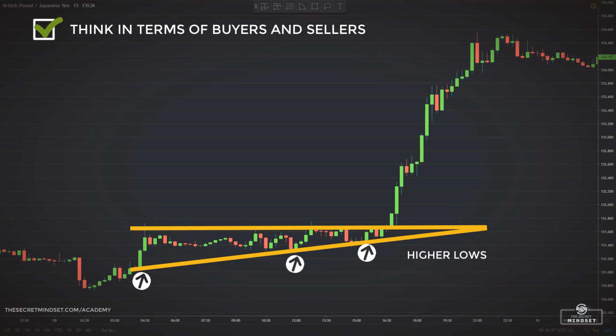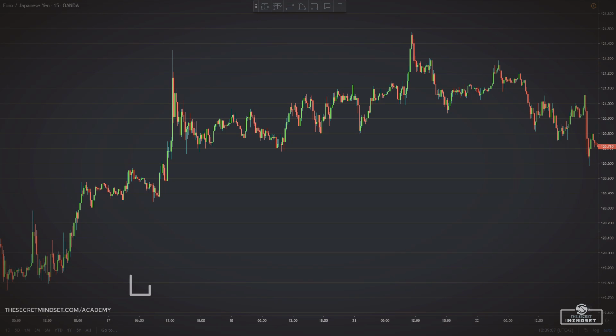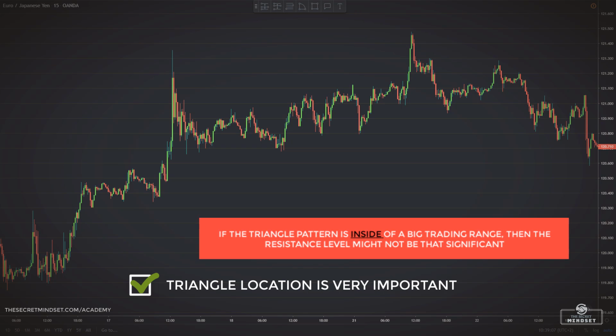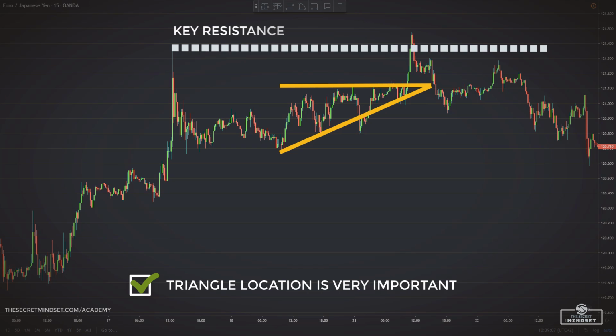When we reach the climax point of the triangle, when the price has nowhere to go, that's the moment when you should anticipate a breakout. The location of the pattern is also important. If the triangle pattern is inside a big trading range, then the solid resistance level might not be that significant. If you pay attention at this chart, you'll notice the triangle pattern. But the problem is that it develops inside a big trading range. So even if there is a small breakout, the upward movement is restricted by this other resistance.